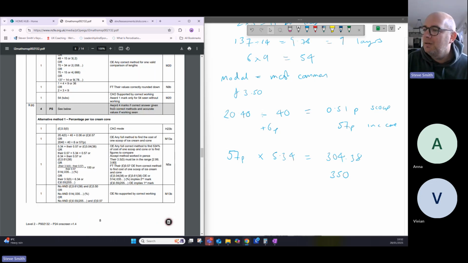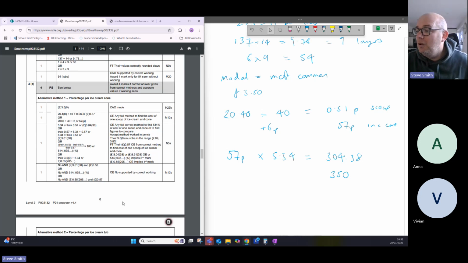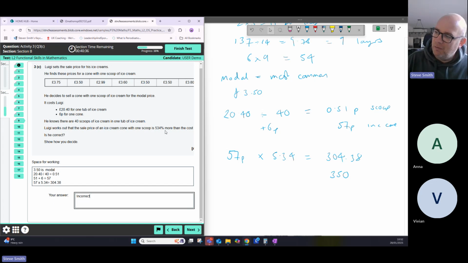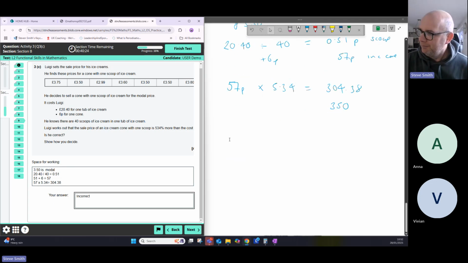Okay. Correct answer, 3 points. We've done the mode. Yes, we have. Yeah, wicked. So thank goodness for that. They have put no. So it is no because it's more than 534%. Thank goodness for that. When I was reading that, I was unsure about whether I was reading that incorrectly or whether it was a mistake they've made. So yeah, we are correct that he's incorrect. That's good to know.